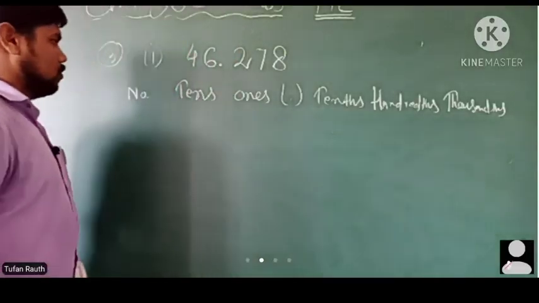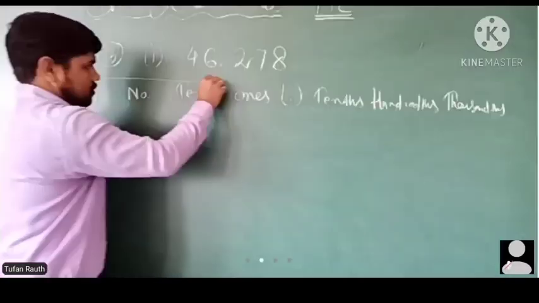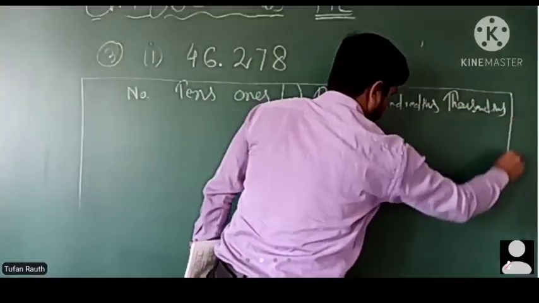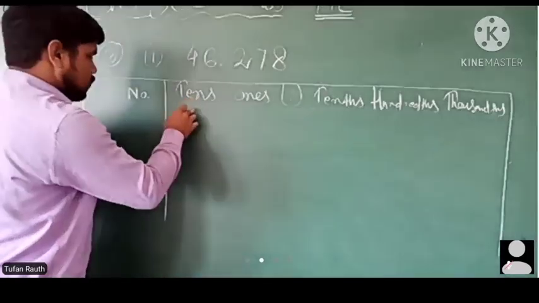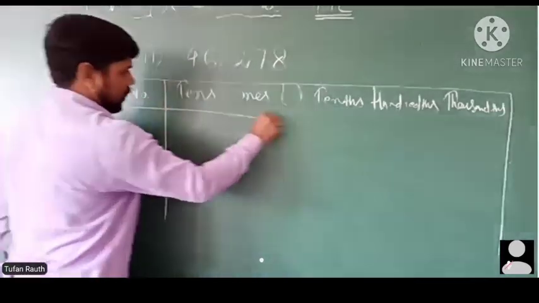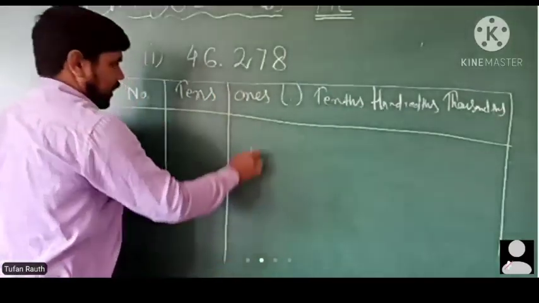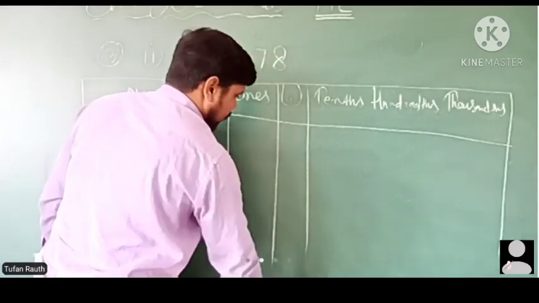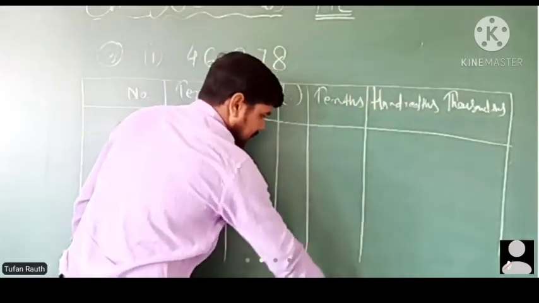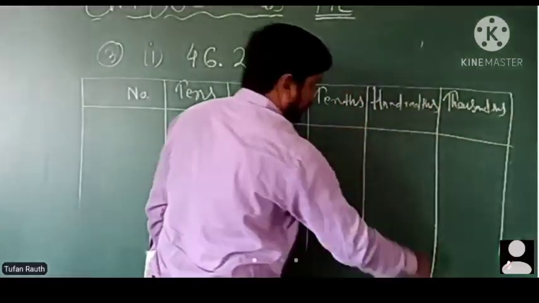So this is the most important thing to understand: first is the number here, and then in the tens place, whichever number is there, you have to write that. After that, in the ones place, whichever number we have, you have to write that, and then you can write the decimal. And after the decimal, in the tenths place, meaning the number after the decimal place, and then hundredths, and then thousandths.